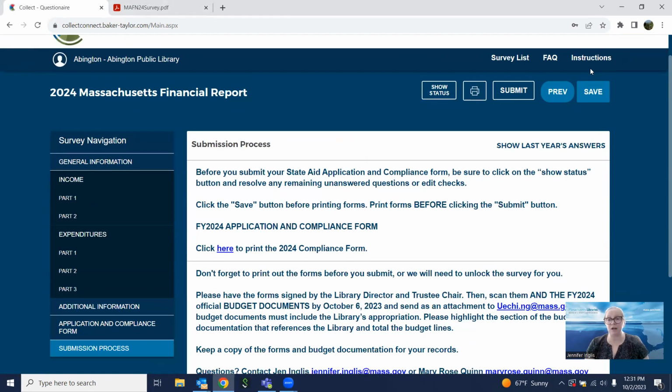And you'll see up here, that was the instructions here. And I'll show you where you can actually find that in the survey as you're going. Then you have your 2024 report title, so you make sure you're in the right space. Show status here is a step that we ask you to take before you submit. I also recommend you do it several times as you're going, and we'll do that later on.